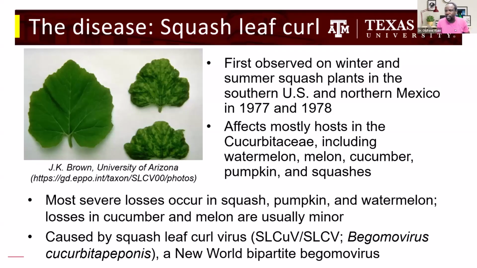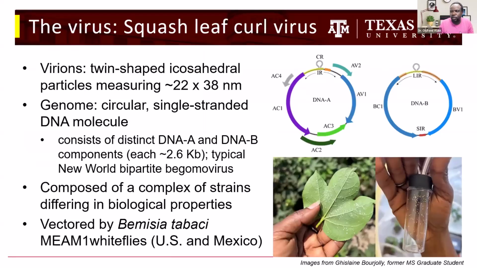Shortly after it was discovered in the field, the causative agent was identified to be squash leaf curl virus, which is a begomovirus, similar to some of the ones we've heard about, and it's a New World bipartite begomovirus. Sudeep during this presentation showed you an electron micrograph of what the virus particles look like. It is going to be similar to what squash leaf curl virus particles look like.